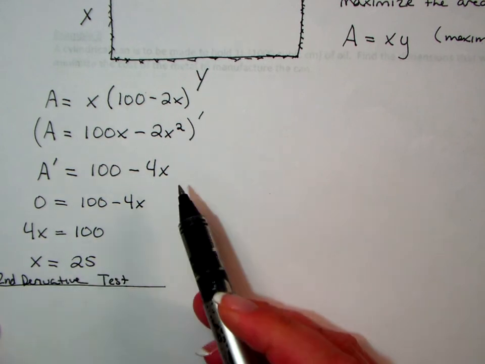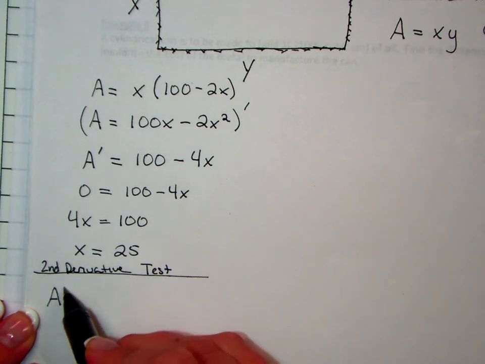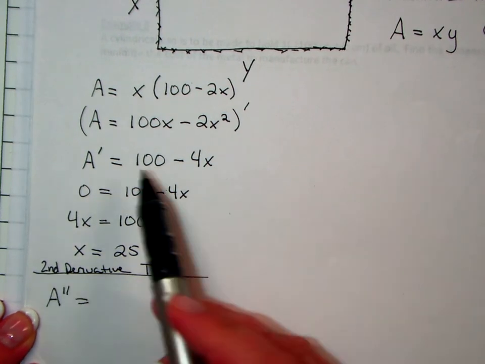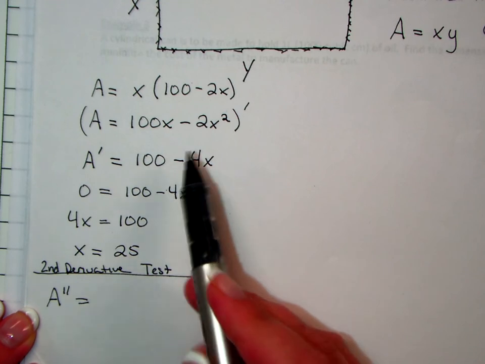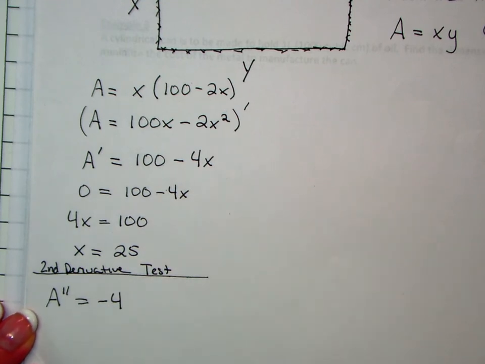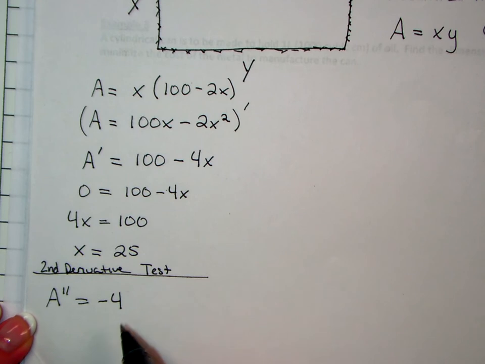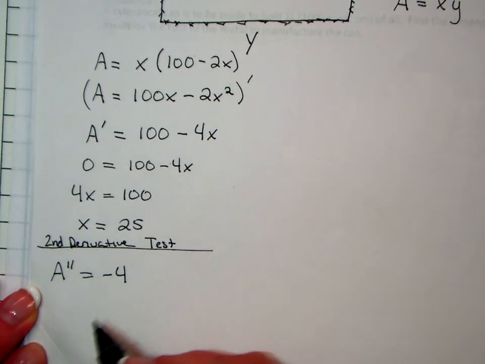If I were to take the second derivative, I want to find A double prime, so the derivative of the derivative. Taking the derivative here, I get the second derivative is really negative 4. It doesn't matter what x is. The second derivative is always negative 4. So if the second derivative is negative, that means this graph is always concave down.